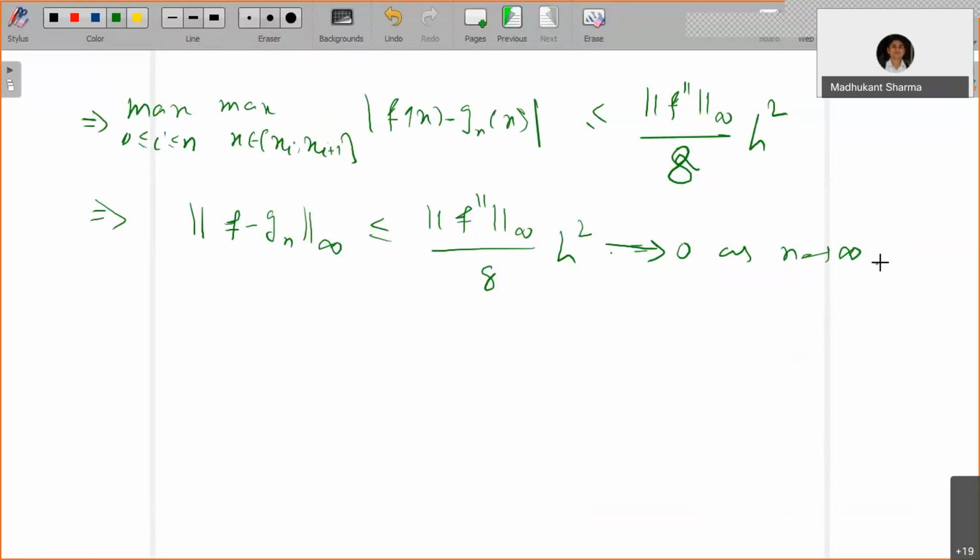So this way we have also talked about the error. It is now very clear how piecewise linear interpolation will behave. It will behave in a similar way, and the error bound remains the same.